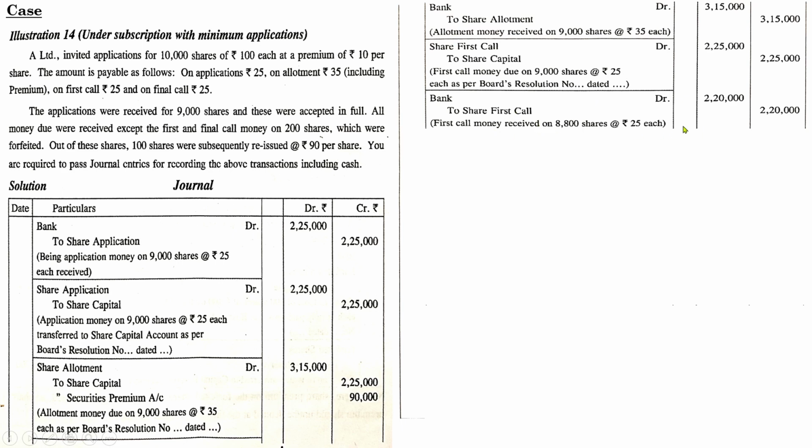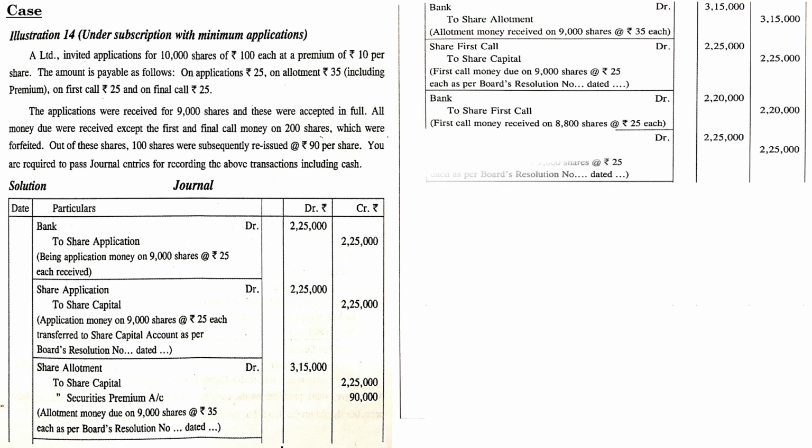So here 2,20,000 is... 9,000 was the total number of shares subscribed. Out of 9,000, 200 shares worth of shareholders didn't pay the first call. So 9,000 minus 200, you will get 8,800. So the company is going to receive the amount for 8,800 shares. What is the value of first call? First call is 25. So 8,800 into 25, 2,20,000. So that is with regard to first call.